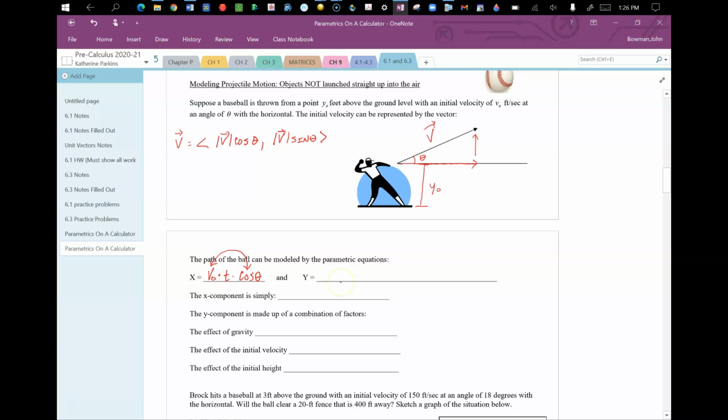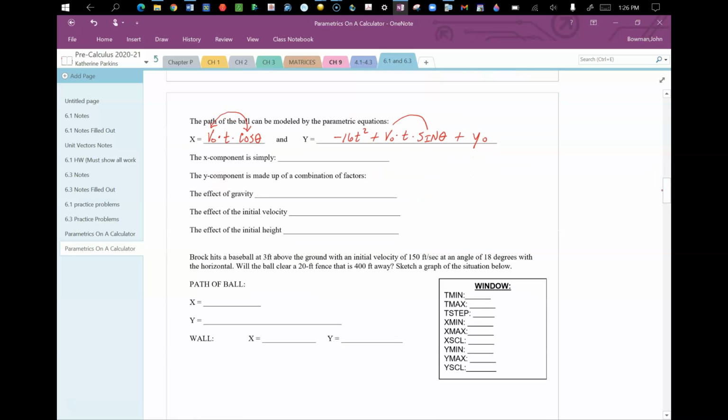The vertical is going to consist of three parts. Negative 16t squared, that's the part due to gravity, plus v0 times t times the vertical component of velocity. So v0 times sine theta is the vertical component of velocity, times time, plus the initial height y0. So we are going to take that information and apply it to this scenario below and see what happens with this baseball.